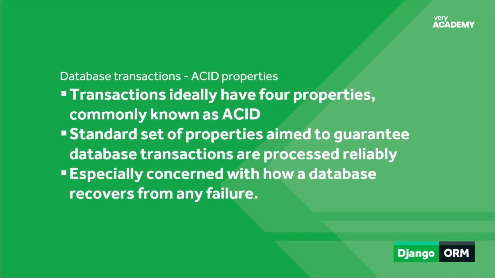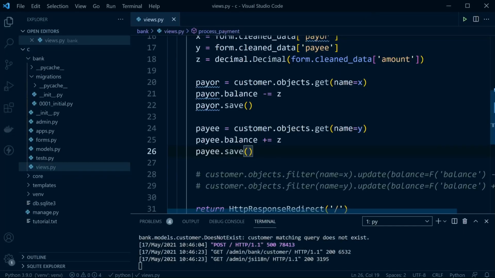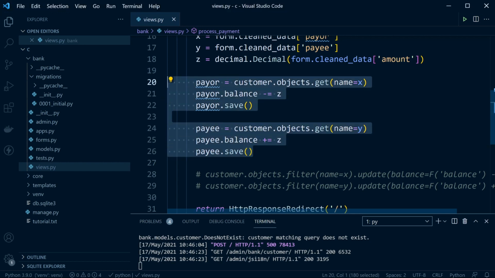So this idea of transactions has a lot of different theory, one of them being ACID properties. Transactions ideally have four properties commonly known as ACID. These are just a standard set of properties aimed to guarantee database transactions are processed reliably. The top one here, atomicity, means that you guarantee that either all of the transaction succeeds or none of it does. So we want to make sure that this all happens or none at all.